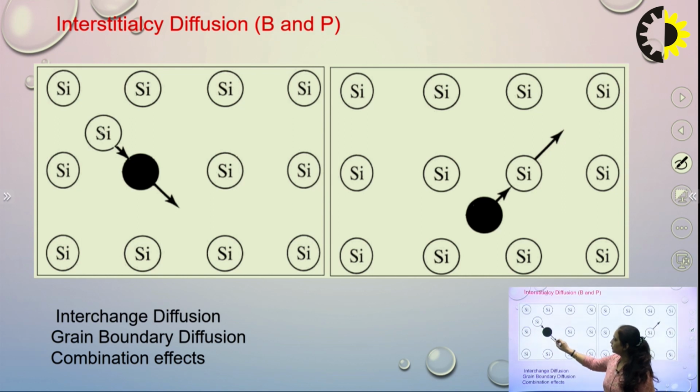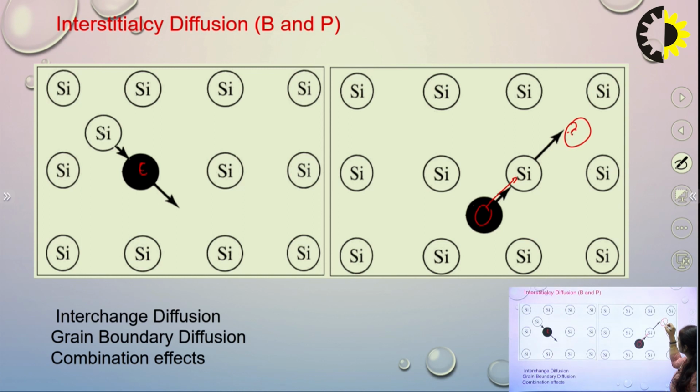Here we have the silicon, we have some atom, we have some dopant. So silicon, either it will push the dopant atom and the dopant atom will come here, or we can have the reverse case also. Dopant atom is present in the interstitial space and it will push the silicon. Silicon will go in this space and this atom will take the place of silicon. So we can have both the cases.